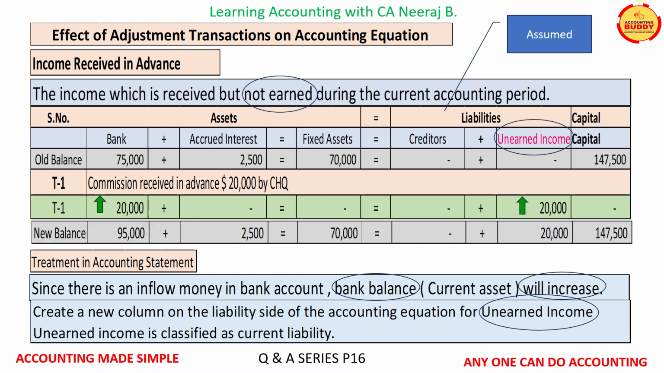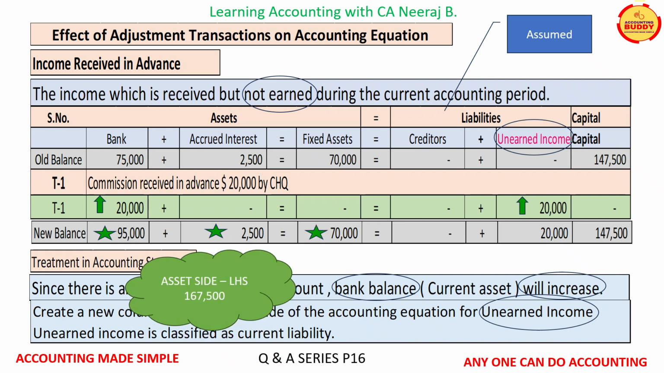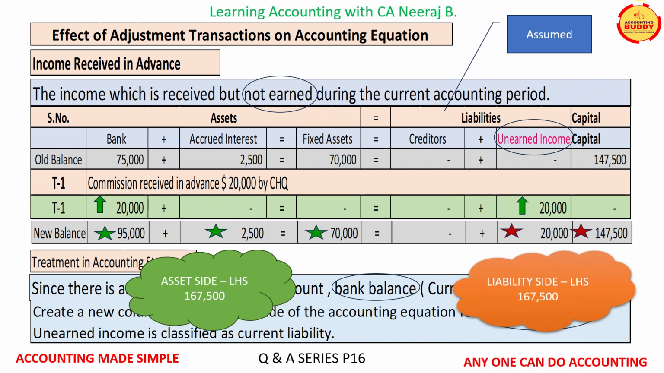Post this transaction of income earned in advance, the new accounting equation will be $95,000 of cash, $2,500 accrued interest, $70,000 of fixed asset, totaling to $167,500 of total assets on the left hand side of the accounting equation, and on the right hand side we have $20,000 of liabilities and $147,500 of capital.